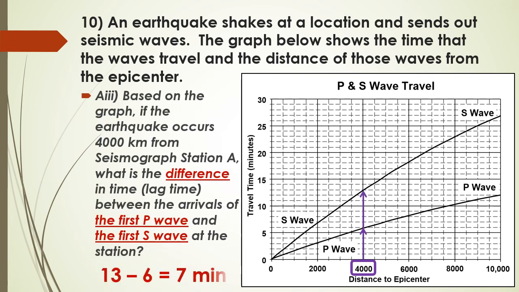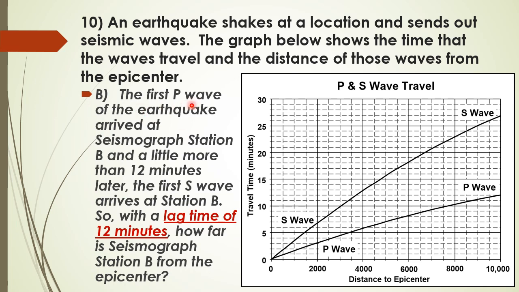The third part of A says, based on the graph, if the earthquake occurs at 4,000 kilometers from seismograph station A, what's the difference between the first P wave and the first S wave? This is referred to as lag time. Remember, the S wave was 13 minutes, the P wave was 6 minutes, so the lag time is going to be 7 minutes. That's the amount of time from the P wave to the S wave. Subtracting those gives us our lag time of 7 minutes.